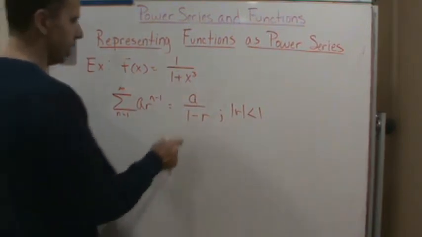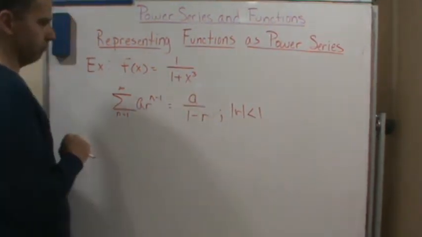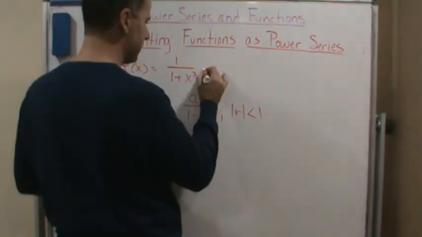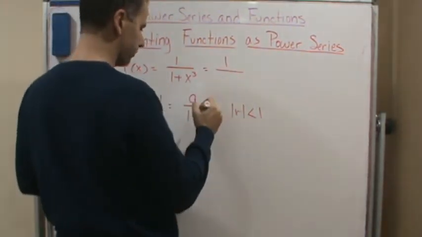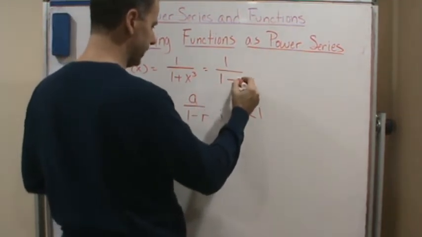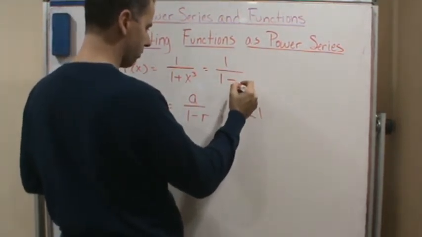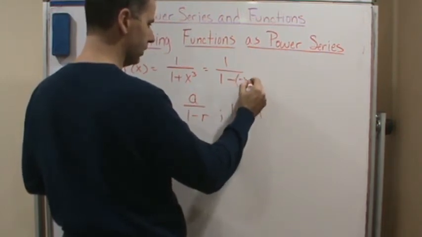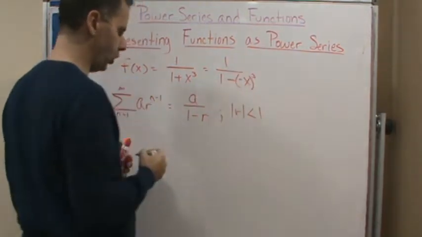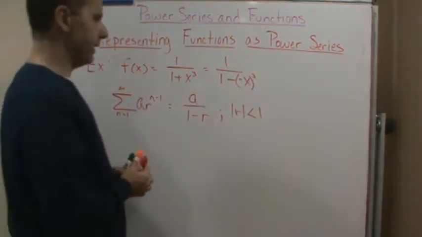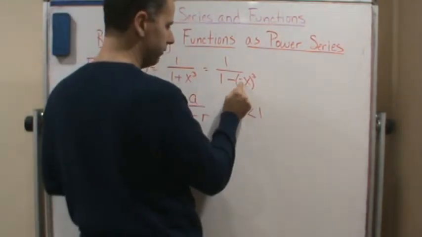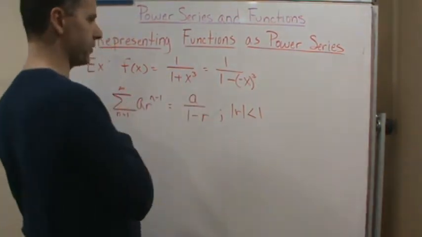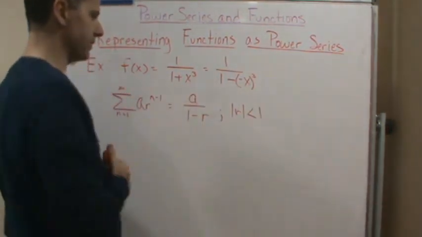Now, can we make this look like this? Okay, well, let's see what we can do. We can write this as 1 over 1 minus what? Negative x cubed. So why did I write it that way? Because I know that negative 1 cubed is negative 1. So that'll make that positive, and I go right back to where I started. So this is the same as this.